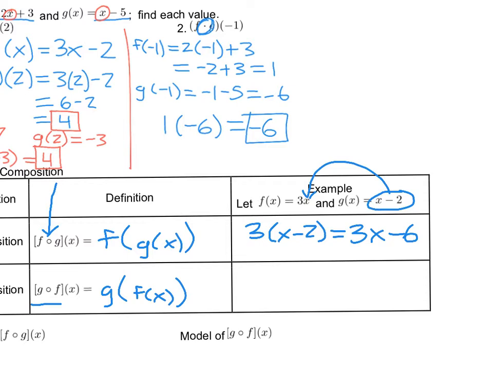Alright, so now we're doing it the other way around. For g compose f, you're going to take the f and you're going to plug it in there to that x. So 3x takes x's spot, and then you still have the minus 2.